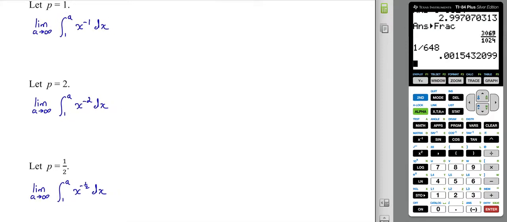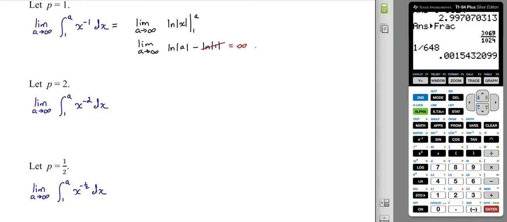In the first case, we're looking at a natural log. So the limit as a approaches infinity, antiderivative of x to the negative first is ln of x over the interval of 1 to a. That's the limit as a approaches infinity of the natural log of a minus the natural log of 1. Natural log of 1 is 0, so we're looking at the natural log of a, which is infinity.